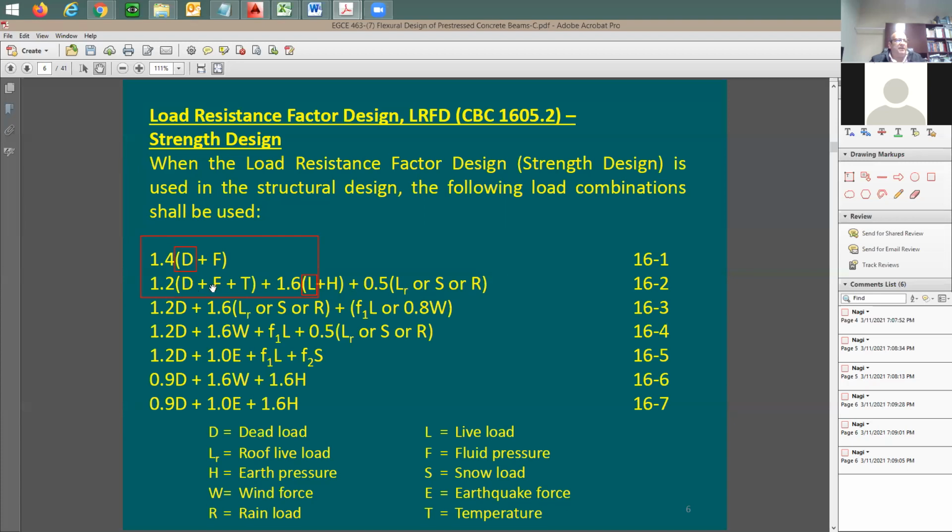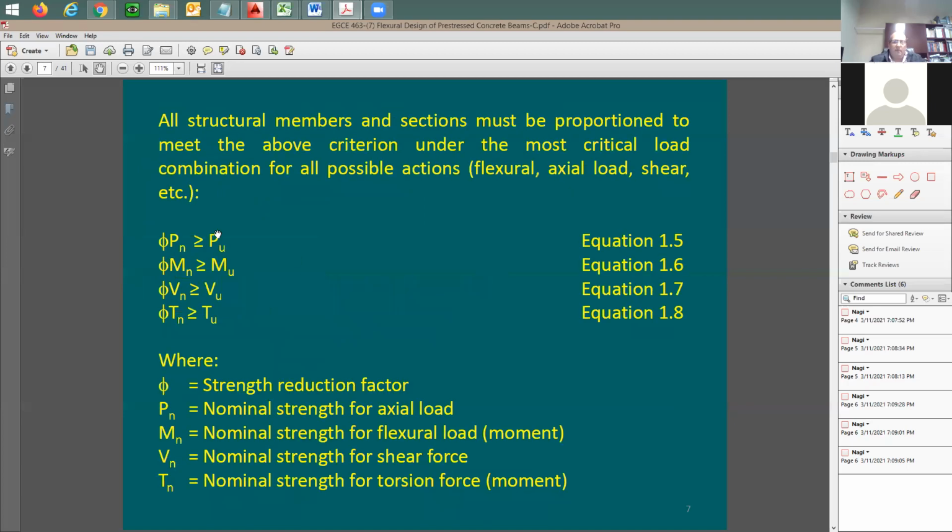So with these two load combinations, you should be able to figure out the ultimate force. We call it the ultimate force. We also call it the factored force. If you're talking about moment, it's going to be M sub U, shear is going to be V sub U, and P is going to be P sub U. So this is the demand that you're talking about.